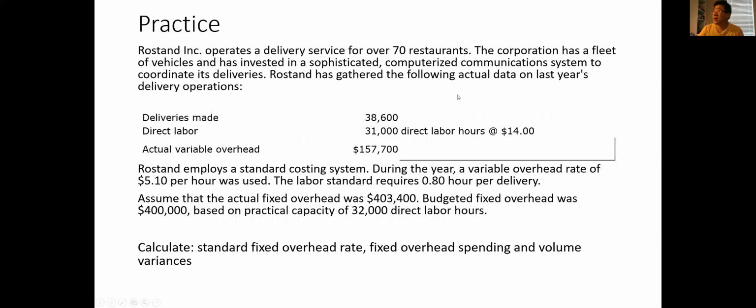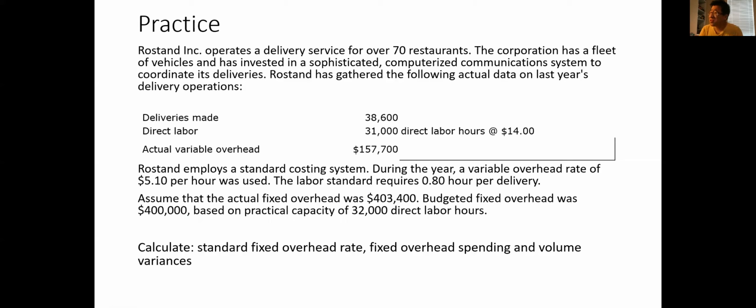So let's take a look at a practice and see what we can do about it. So Rostand Incorporated operates a delivery service for over 70 restaurants. The corporation has a fleet of vehicles and has invested in a sophisticated computerized communication system to coordinate its deliveries. Rostand has gathered the following actual data on last year's delivery operation. Deliveries made 38,600. Direct labor 31,000 direct labor hours at $40 per hour. Actual variable overhead was 157,700.